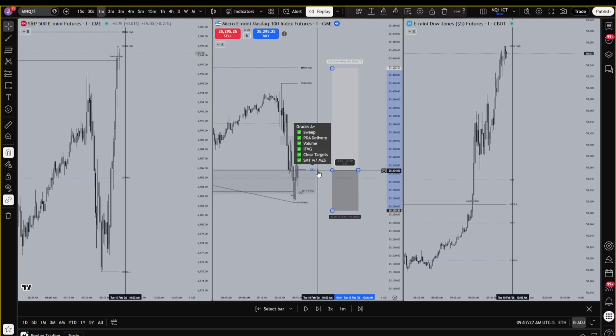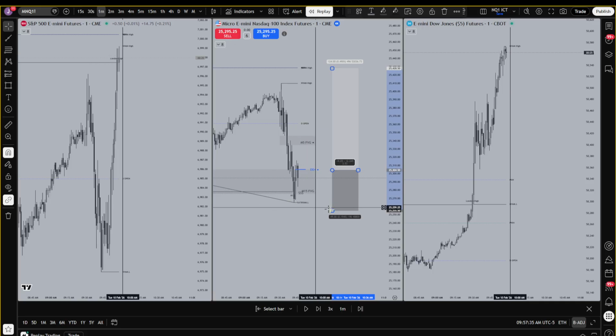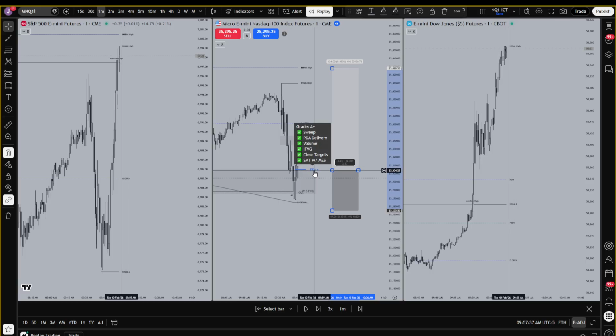On paper, this was a very good trade. This was an A+. We had a sweep. We were delivering from a high time frame fair value gap. We had an IFVG candle close with volume and clear targets with an SMT. Like, this was every single ICT concept that we talk about, right here.